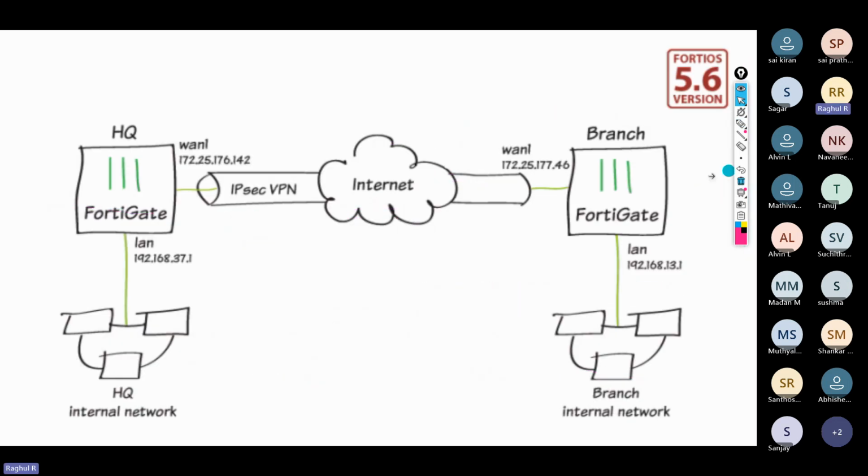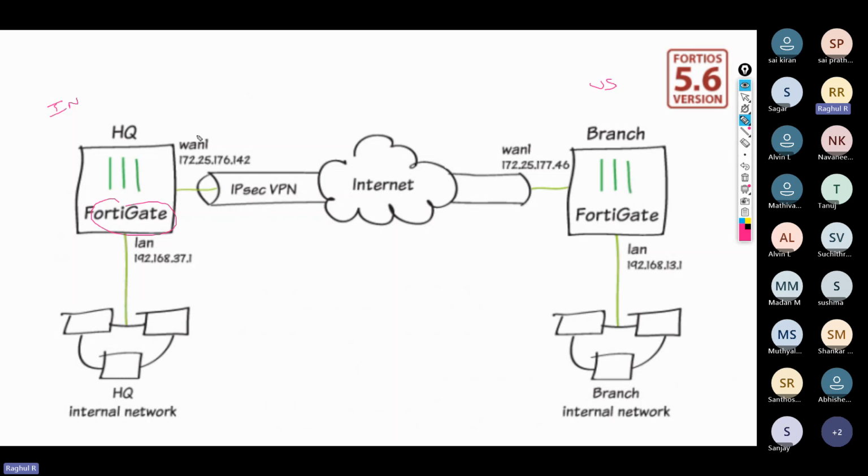This is what the topology looks like. Consider one branch in the US and one in India. They both need a firewall or router. Usually we can use a Cisco router for creating an IPsec VPN, or any firewall supporting IPsec, like Fortinet, Palo Alto, or Checkpoint.